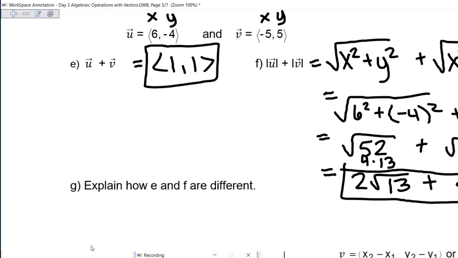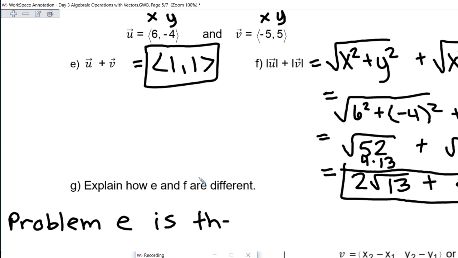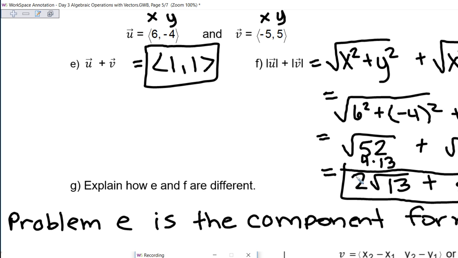And then the next question, we need to explain how E and F are different. Well, what is problem E asking for? It's the vector. Problem E is a special vector. What is it? Problem E is the component form of the resultant vector.